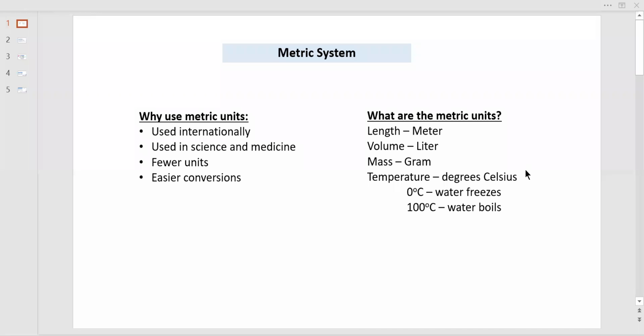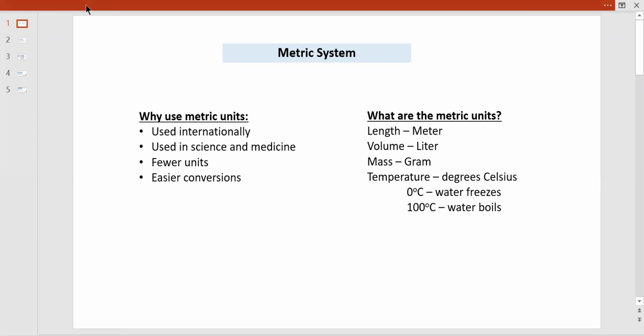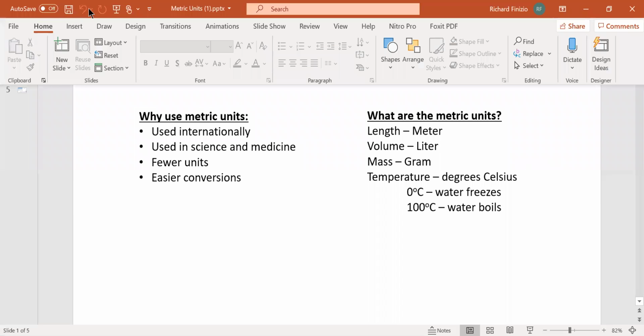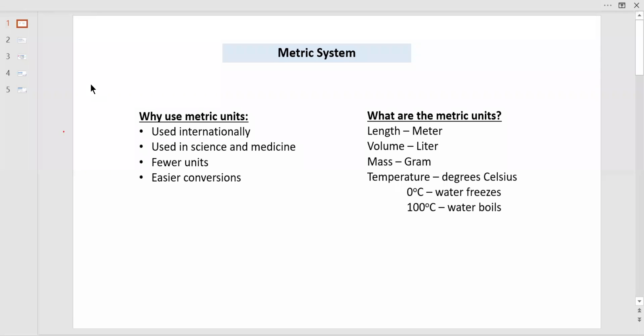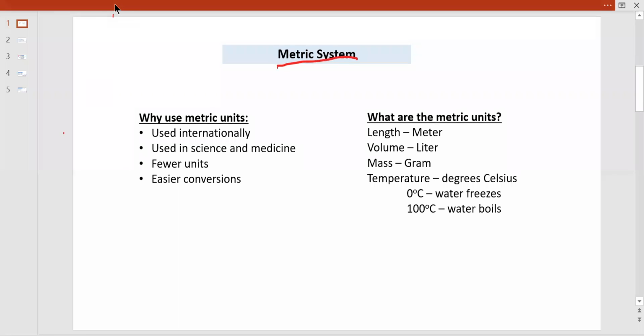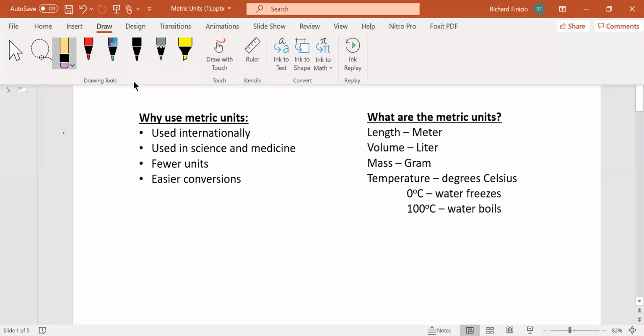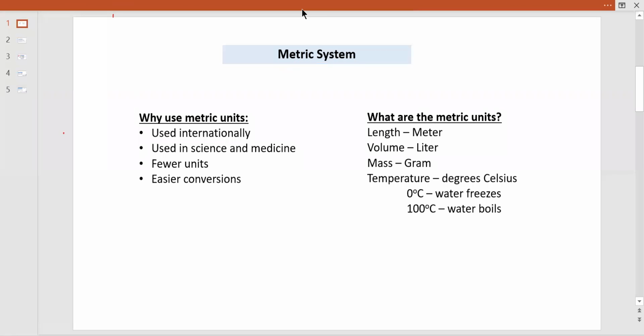Okay, so we're going to talk about the metric system, and this is really important. You know what pounds are, you know what ounces are, you know what an inch is. So the metric system is international. If you're from Europe or other places than the US, you already use the metric system. You know what it is.